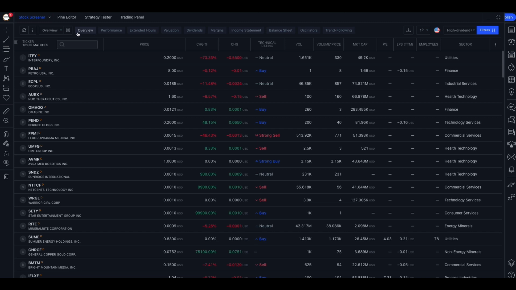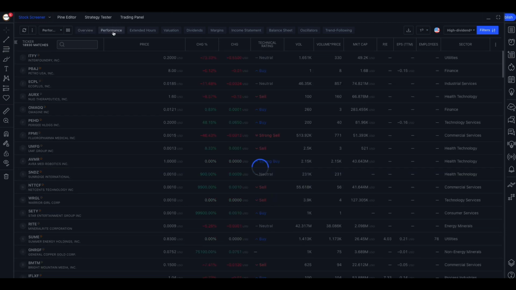So while we are still under the overview tab, we can start applying the filters until we get the information that we want. Remember, we want the companies that were the top performers in the last year, which was 2022, and we're also going to try to find some investing opportunities from the previous performers. So first things first, we need to go to performance.